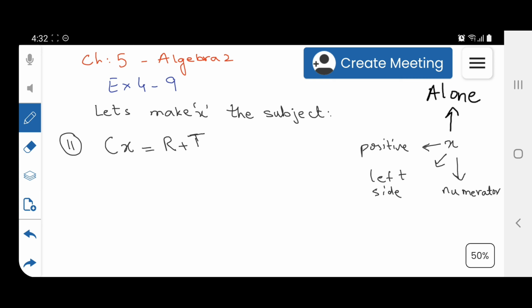Whenever there is an operation on one side of the equal sign, we take the opposite operation and shift it to the other side. This c and x are getting multiplied on one side, so if we want to send this c to the other side of the equation, because we want to keep x on the left side as x is our subject, then we need to shift this c to the other side. This c is getting multiplied with x, so when it shifts to the other side, the opposite of multiply is divide. So we take it in the form of division: the whole r plus t is divided by this capital C. Now we can say that this x is our subject.